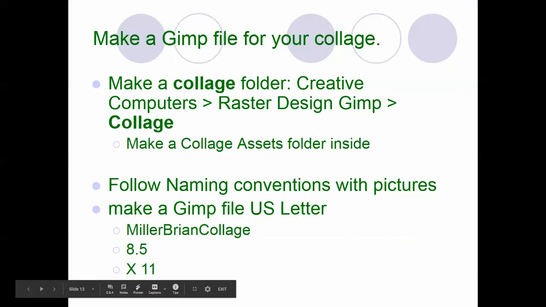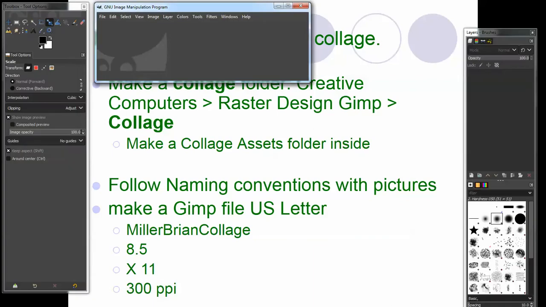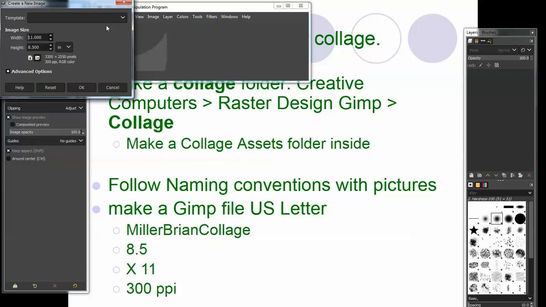Now, what we're going to do is make a new GIMP file. So with GIMP, we're going to go File, New. Everybody has to do this. If you didn't do this, you're going to have crummy resolution. And we're going to choose a template.